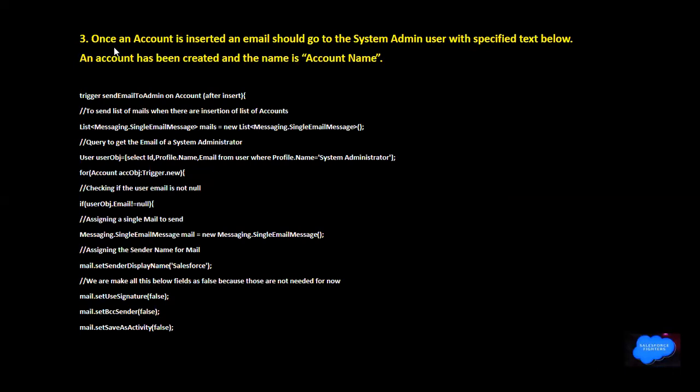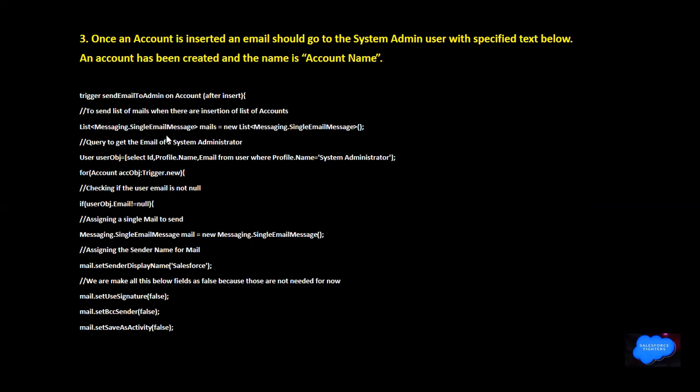Next question: once an account is inserted, an email should go to the system admin user with the specified text below: Account has been created and the name is account name. The trigger sends email to admin on the account after insert, to send a list of mails when there is an insert of a list of accounts.